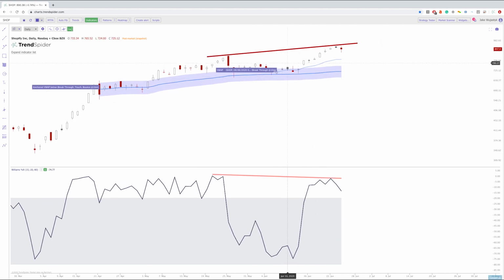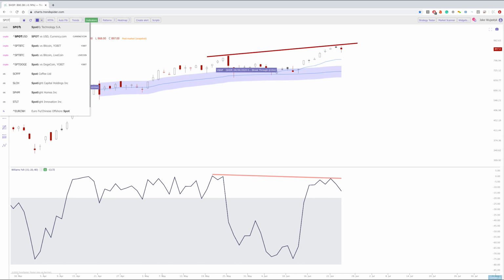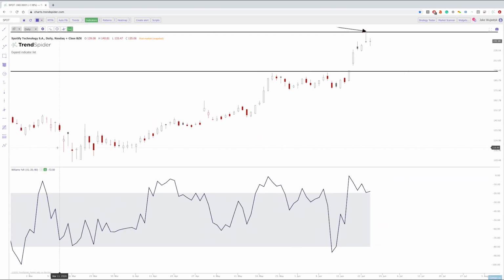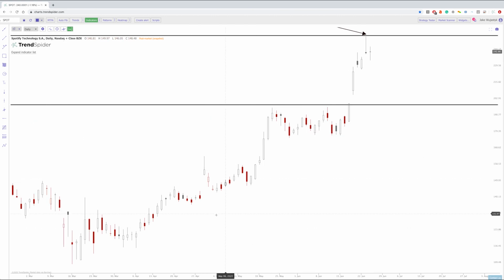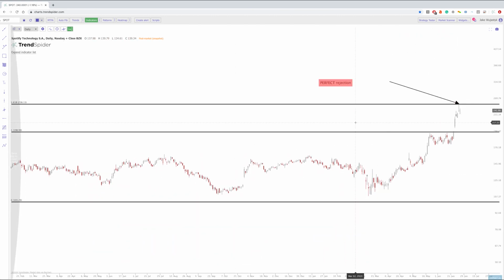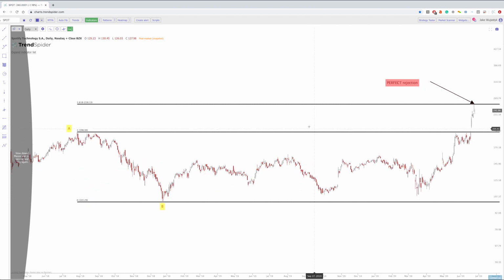Let's go into another one. Let's go into Spotify. This is probably one of my favorite charts here. Not really, there's no divergence here. That's not why I brought it up. The reason I brought it up was because look at this fib. I was shocked when I saw this.